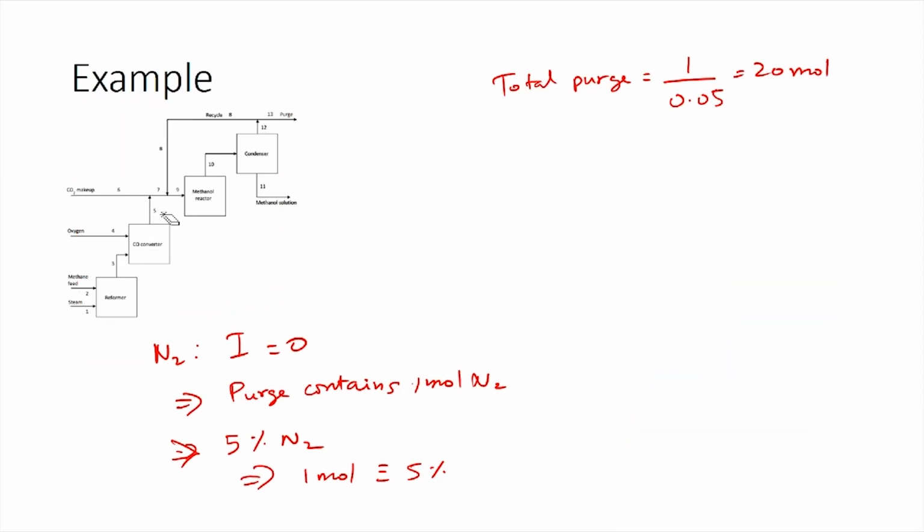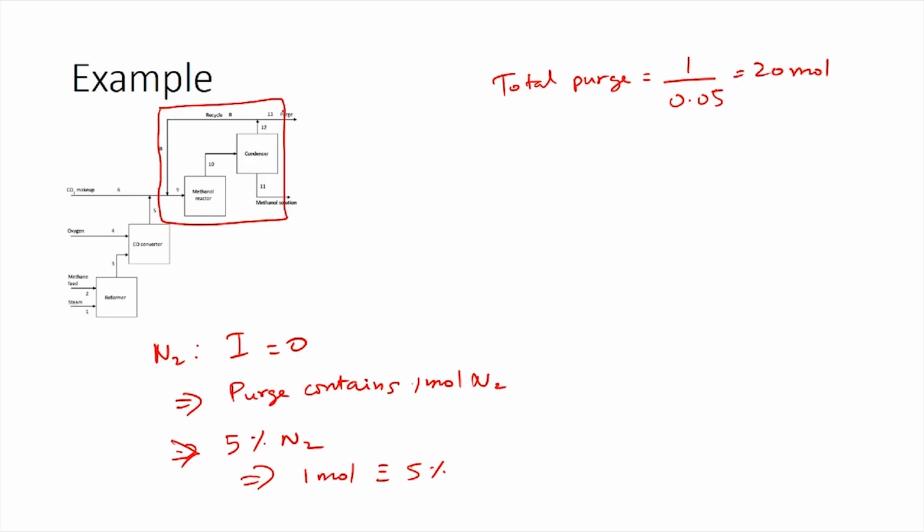Now that we have the total purge stream, we still need to calculate composition of the purge stream, and we also need to identify how much methanol is produced. For this reason, we will choose a different system. Let us choose this particular system which has the mixing point for the recycle stream, the methanol reactor and the condenser. For this particular system of interest, we know that all the information about the stream 7 has been calculated, and for the purge stream we know the total purge and we have some information about its composition also.